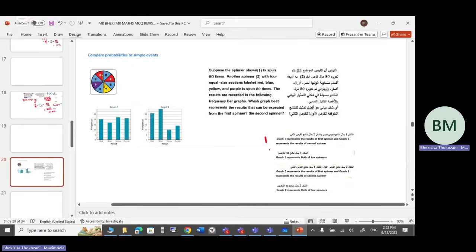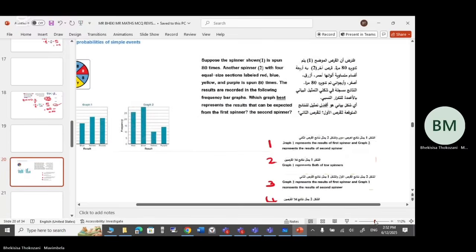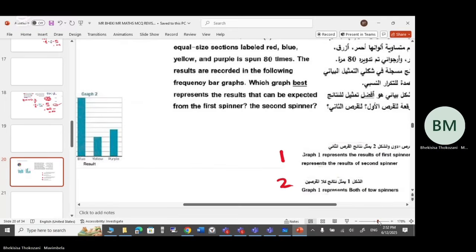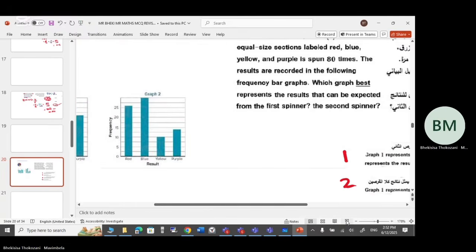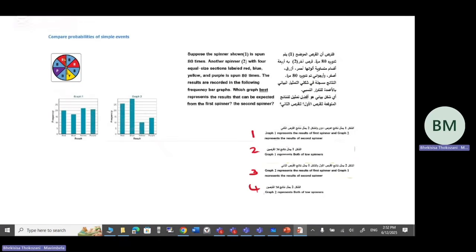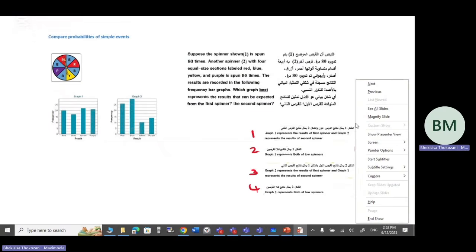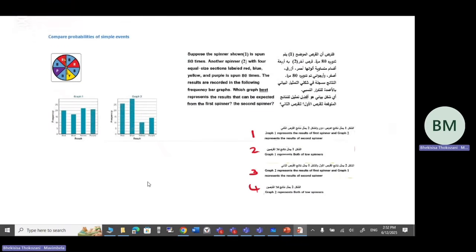So we have 1, 2, 3, 4. All right. There are 4 statements here. Let's blow them up. Can they be blown up? I think they can. First, let's read. I don't know whether this makes it better for you. Maybe it does. They are saying here, suppose a spinner shown, which is the first one.